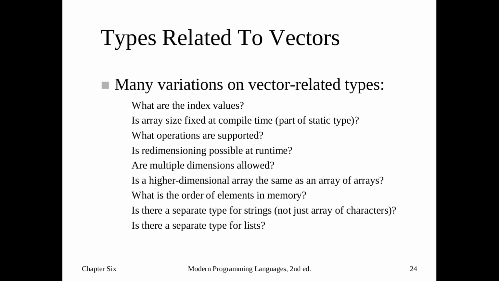Is there a separate type for strings, right? Is it its own type, like in Java, it's its own class, or is it simply an array of characters? If it is its own class, does it handle multiple different encoding types? Is there a special type for lists by itself, or are they arrays? What's the deal? So these are questions that we always have to ask.